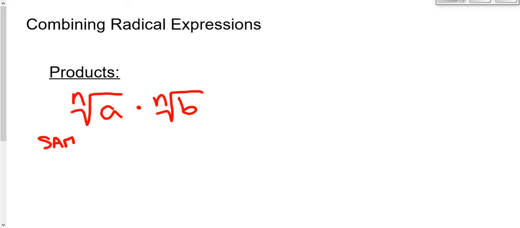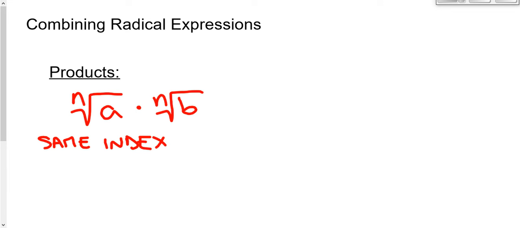So we're going to look at a standard form of this. If I have two radical expressions being multiplied together, we could see one of them could be the nth root of a. So any radicand to any index. And let's say I'm multiplying that by the nth root of b. In this situation, we have the same index. That's really important.